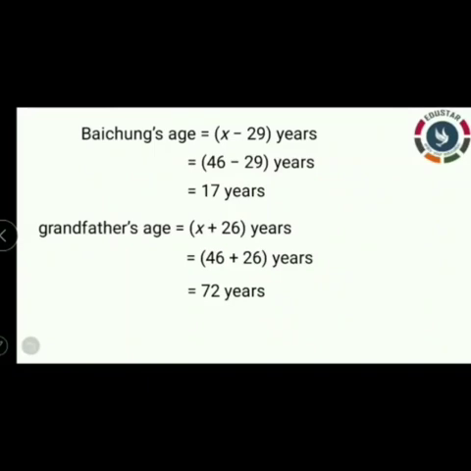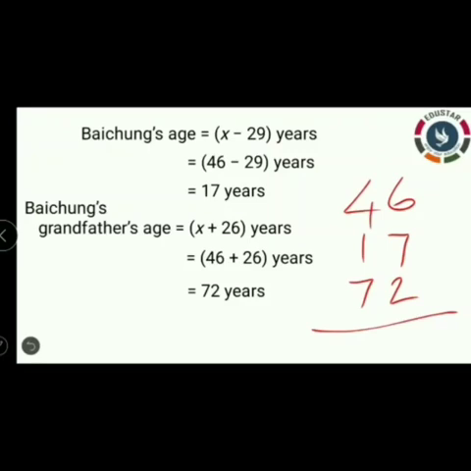So from this you can verify your answers. Baijung's father's age is 46 years, Baijung's age is 17 years, Baijung's grandfather's age is 72 years. Adding: 6 plus 7, 13, 13 plus 2, 15. Remaining 1 carries over to the next number. 4 plus 1, 5, 5 plus 1, 6, 6 plus 7, 13. 135 years, we have verified.